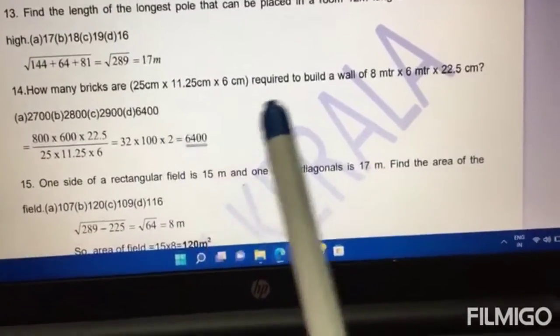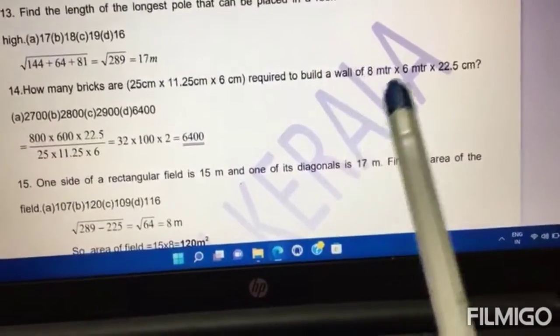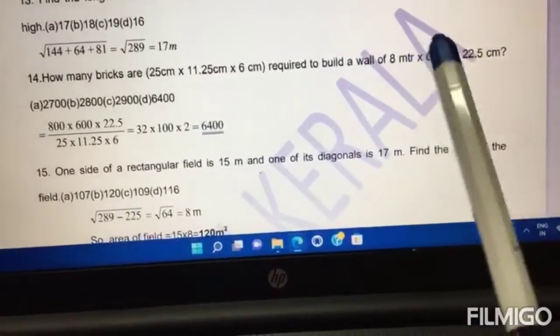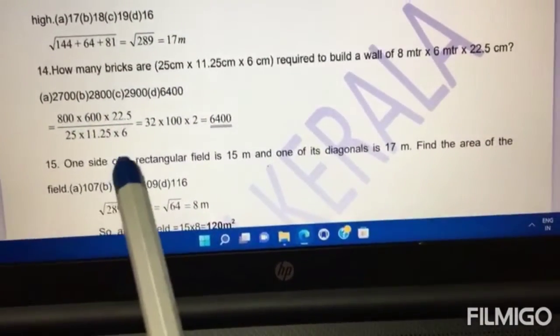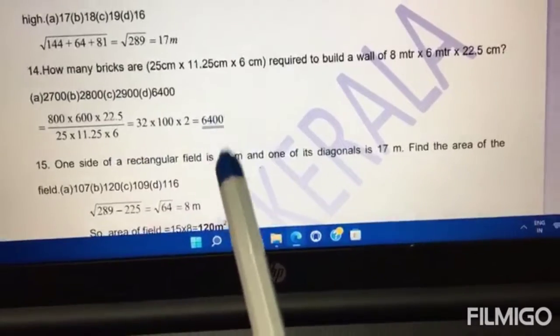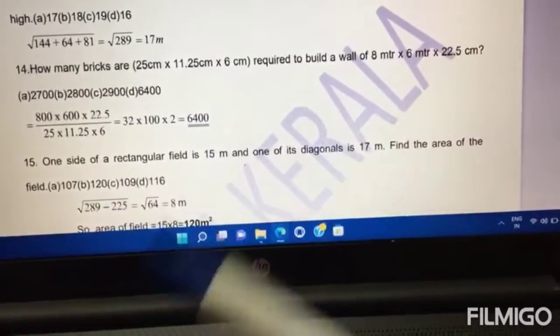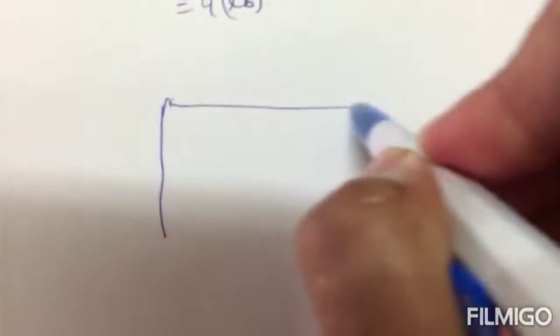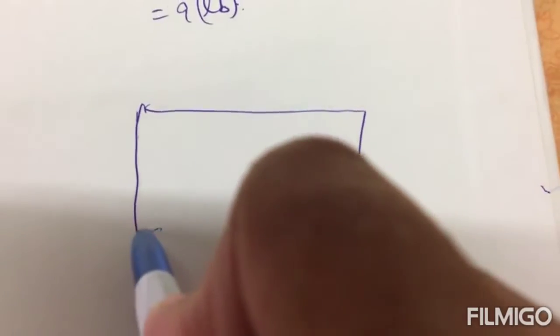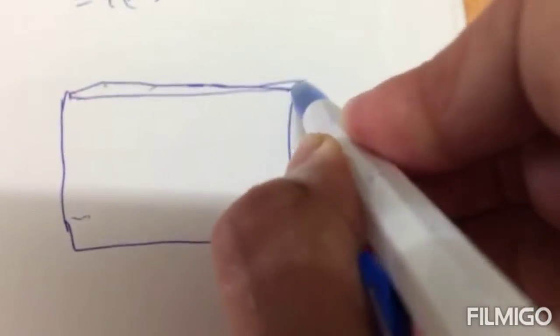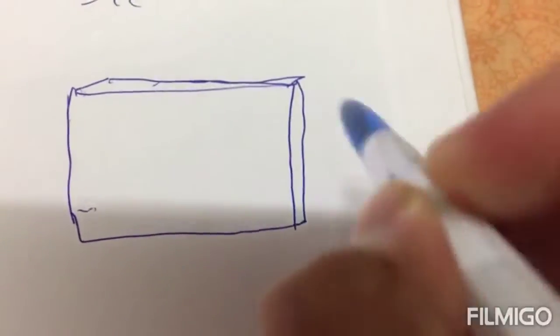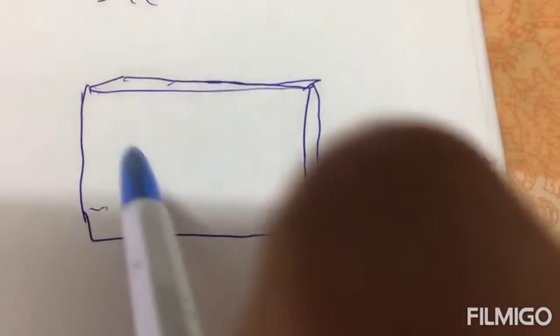Okay. So what we have to do is, it should be the volume of the wall divided by the volume of the bricks. That's what they have done. That will give you the number of bricks. Because think of it this way. See, let this be the wall. Okay. Okay, this is a small wall like that. Alright, so this is a cuboid, right?